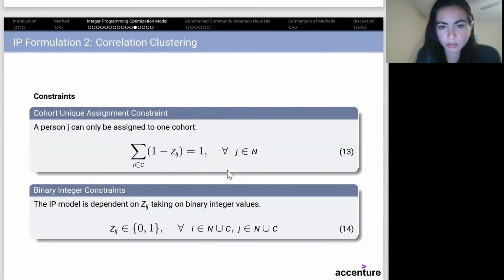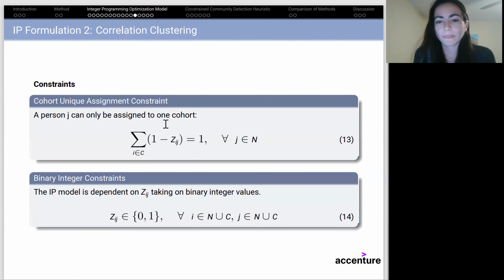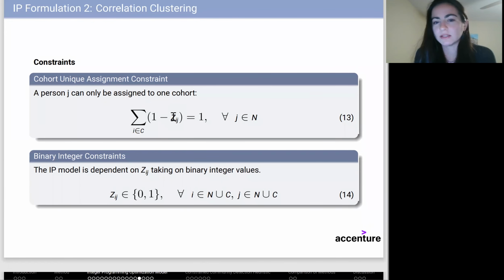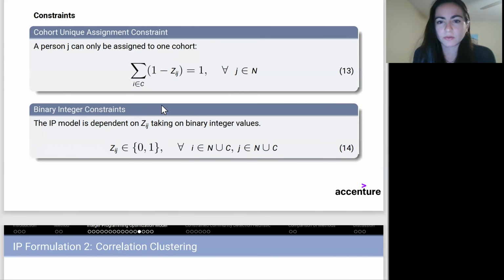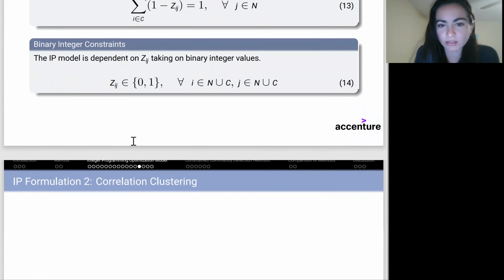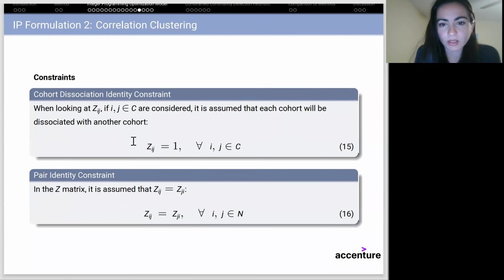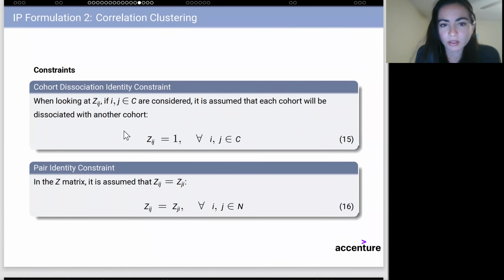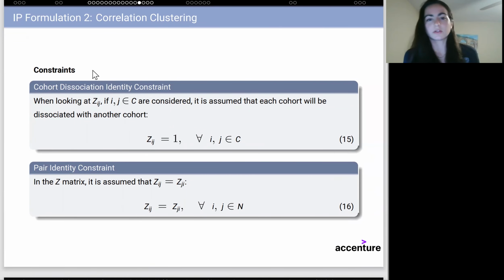On to our constraints. So again, we have this cohort unique assignment constraint, and again, Z is for dissociation if it's 1. So if it's associated, it would be 0, and we can only have one person to a cohort. So binary integer constraint, and these really deal with the correlation clustering.